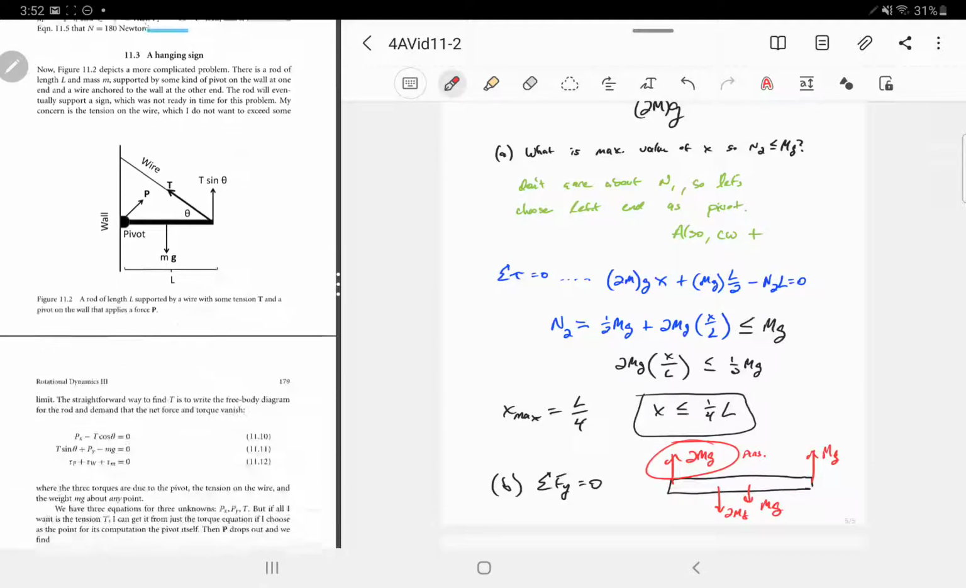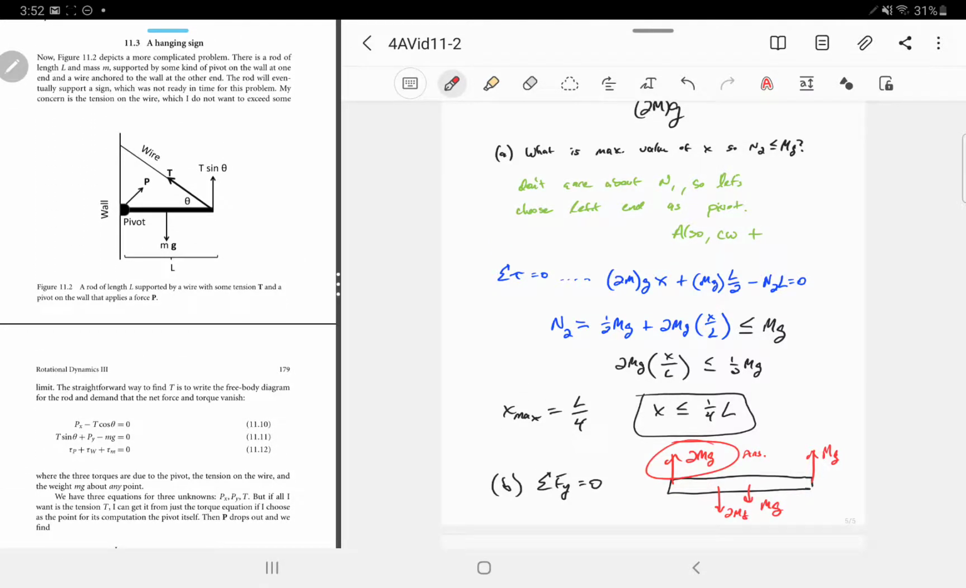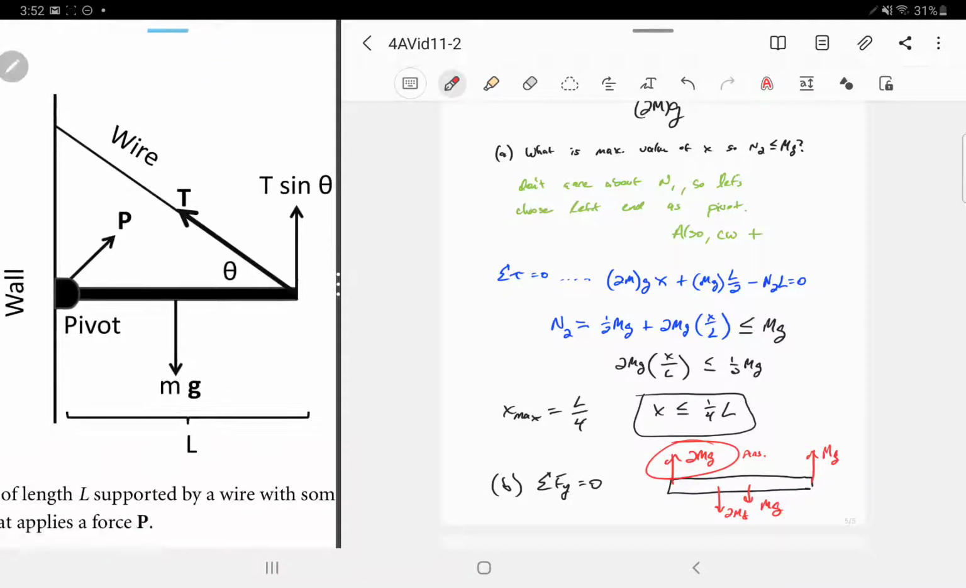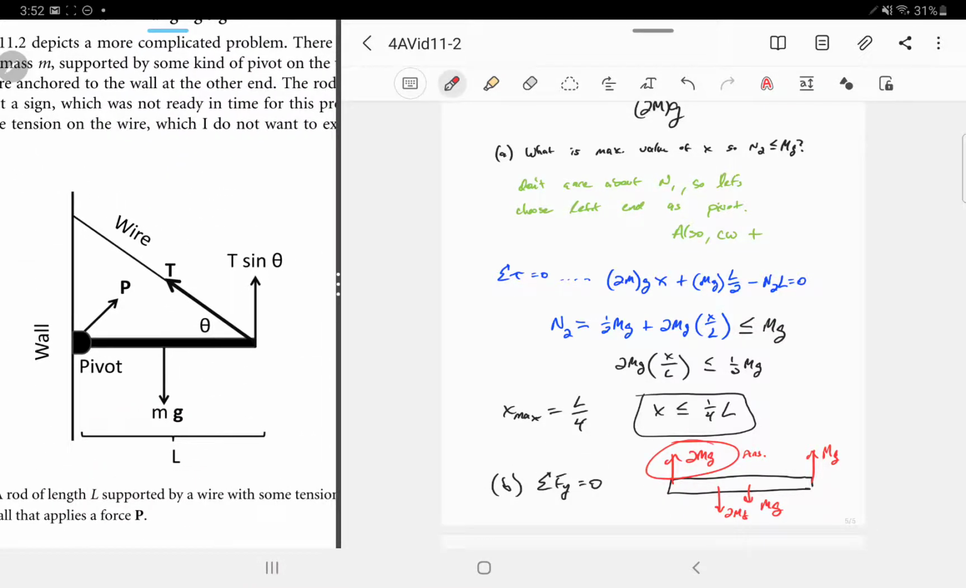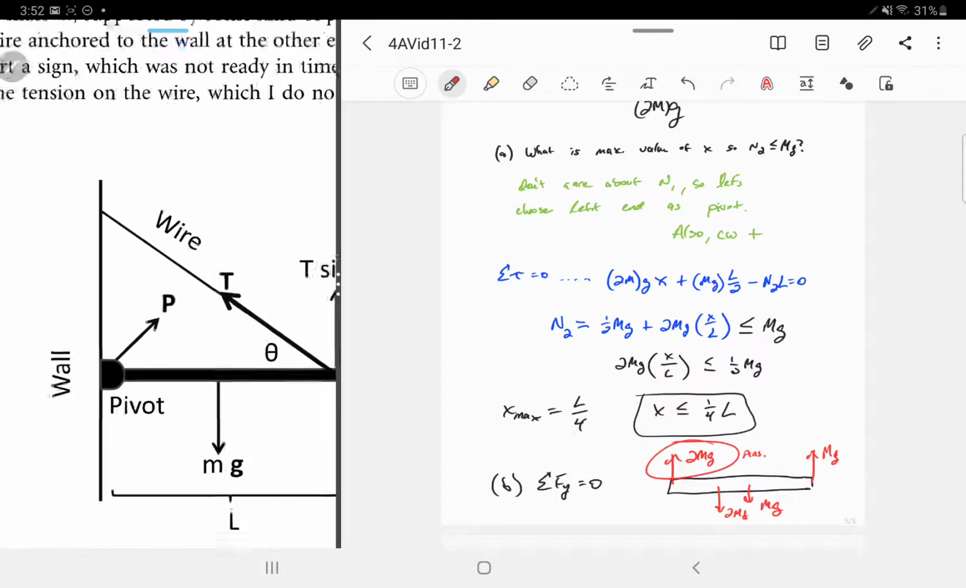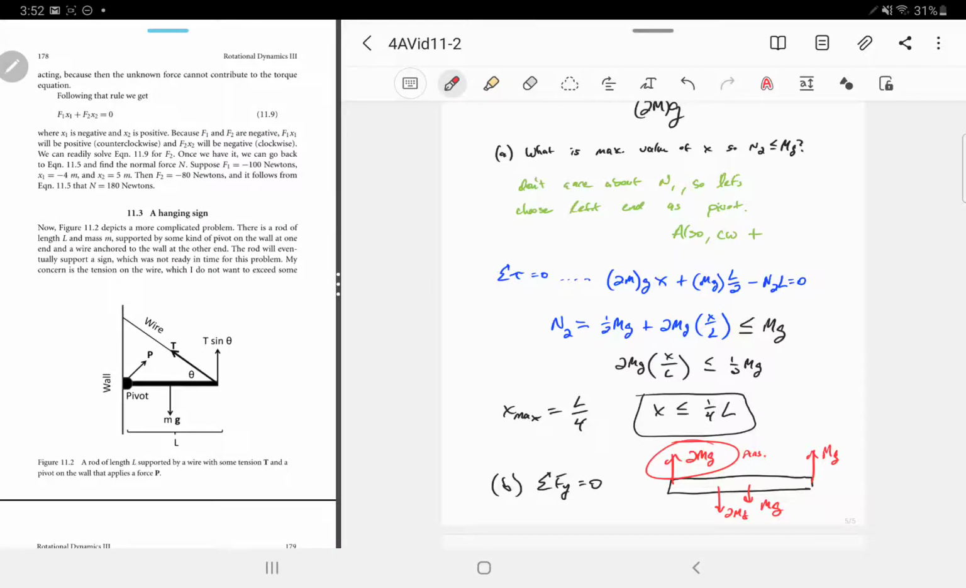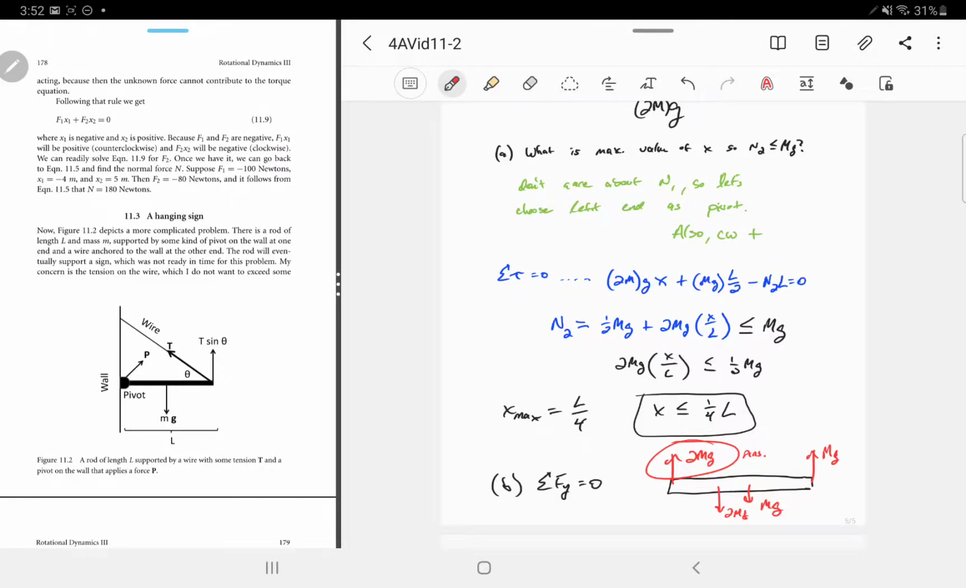Your book goes over a hanging sign. The unknowns here are the tension and the force from the wall on the hanging sign. Because we don't know either component of P, that's the natural choice for the pivot point for your sum of the torques equals 0. You choose a point where you don't know much information about the forces at that point. So they choose that to be the pivot point, do sum of the torques equals 0, and then the sum of the forces x and y components equals 0.